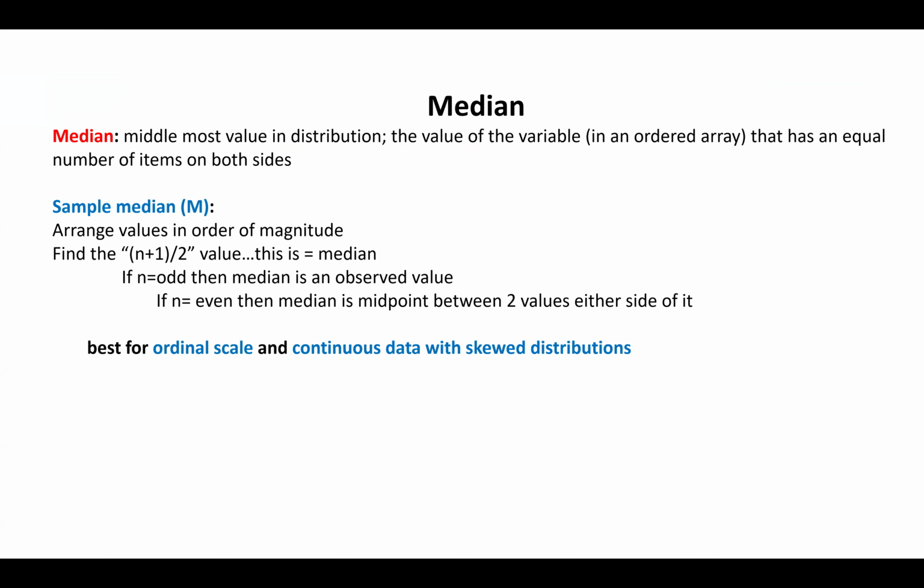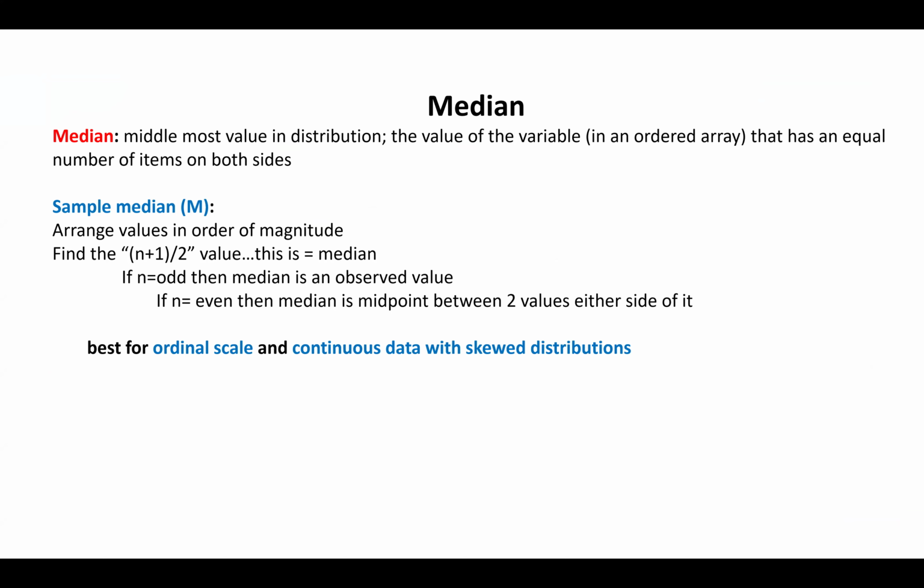Sad. All right, the median is the middle most value in the distribution. Okay, so it has an equal number on both sides. So sample median is when you put all the values in order of magnitude, right? So from like 1 to 100, okay? And then you take n, which is the number of samples you have, plus 1. So say you have 50 samples, so 50 plus 1, and then you divide it by 2 would be 25.5. So this value would be the median.